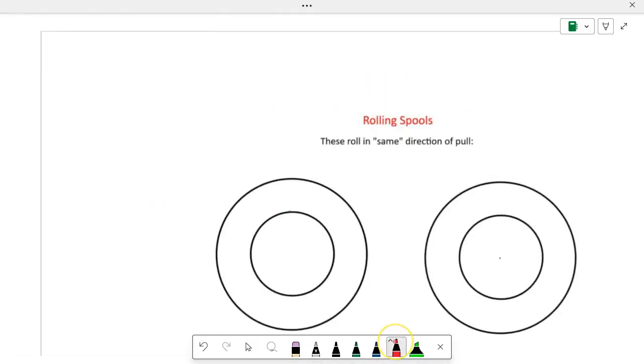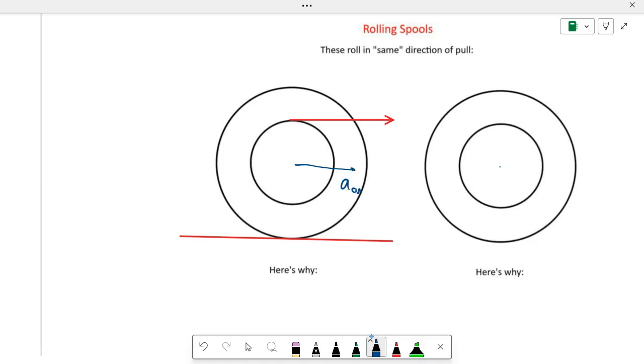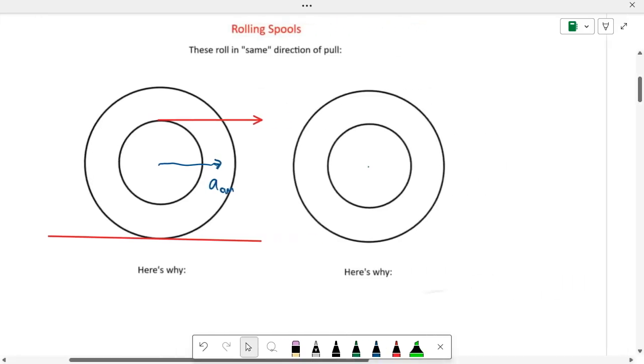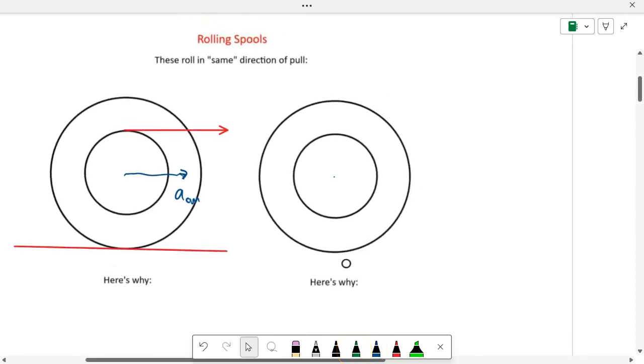For example, if one were to apply a force like that, this spool does roll that way. What will happen is you will end up with a center of mass acceleration, A_CM, relative to the ground to the right. The real reason why, maybe we'll get there in a minute. Here's what also happens that can be a little counterintuitive.